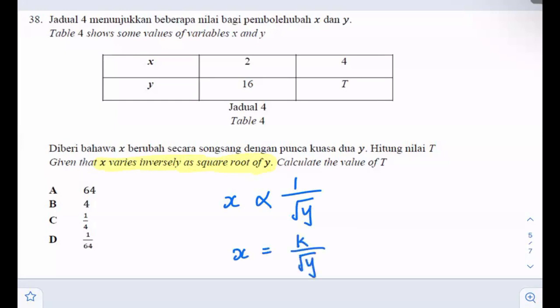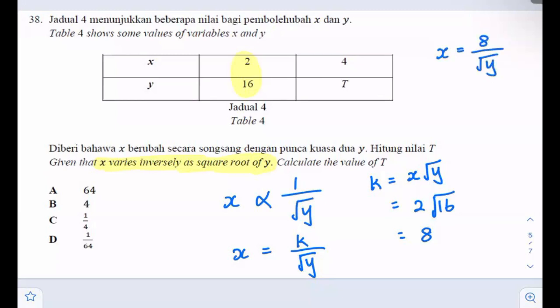And we put in all the given numbers. So we have this combination here: x equals 2, y equals 16. So when we want to calculate k, k will be x multiplied with the square root of y. So x is 2 multiplied with the square root of 16. So it will be 8 here. So now I can say the equation will be x equals 8 divided by the square root of y.